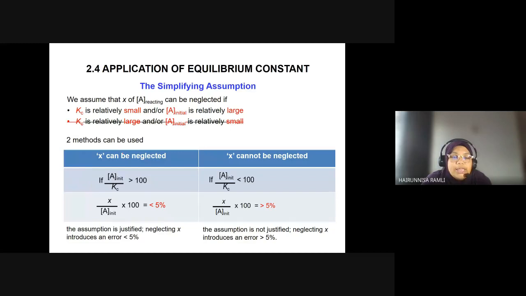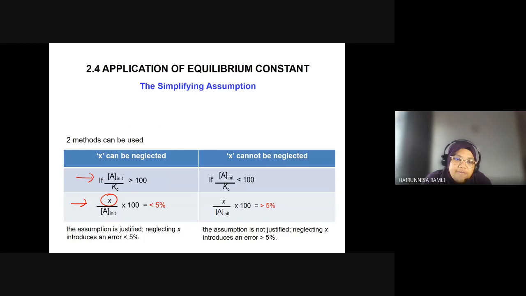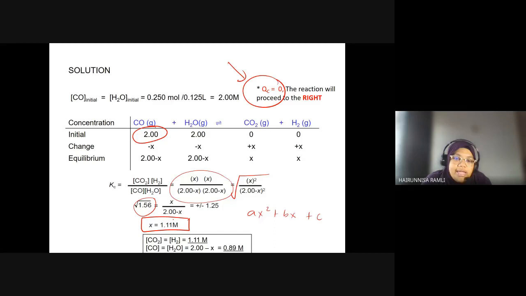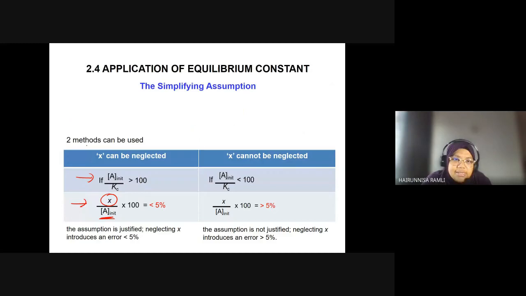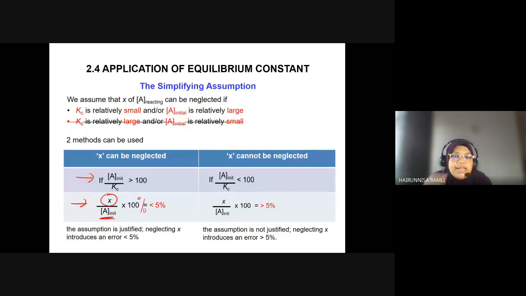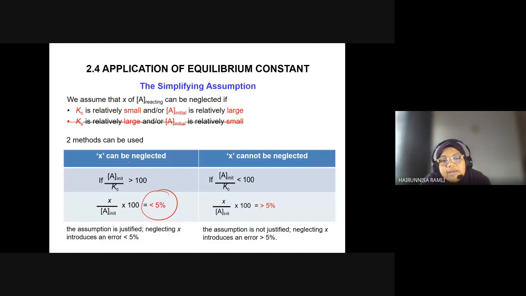Or the other method: the value of X that you calculated, for example 1.11. Then you divide it by the initial concentration, like before, 2. In 100, 100 is basically 100%, so the value must be less than 5%. 5% here means error; it cannot be more than 5%. If it is more, it means you cannot neglect X. You have to calculate each X.